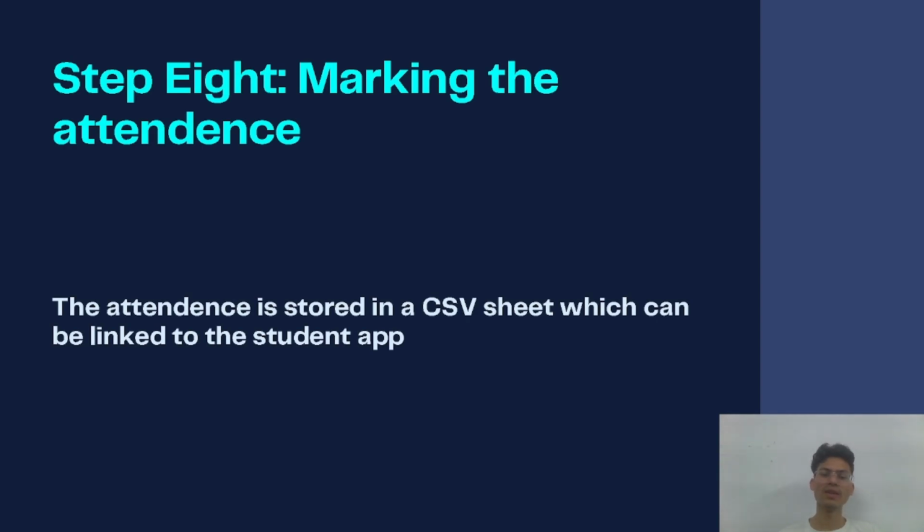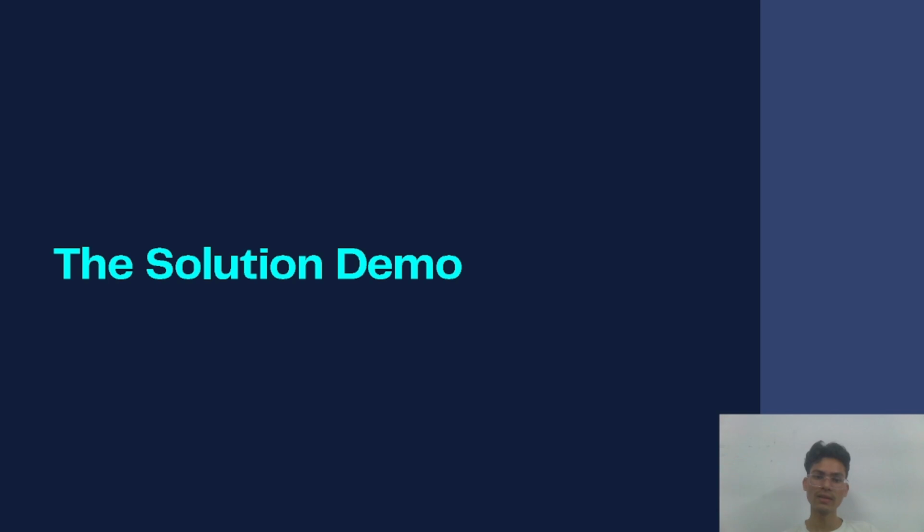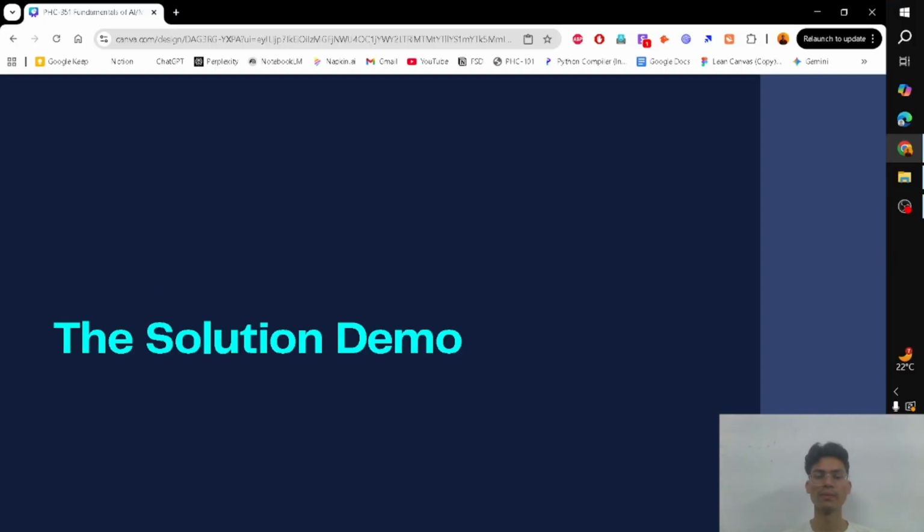This is a simple step. In this, the attendance is stored in a CSV sheet, which can be linked to a student app, or to a dynamic Google Sheet, which can further be linked to a Django database, and that can be linked to the attendance app, and the attendance can be marked. Now we reach the solution demo part. So I'd be going with the solution demo now.